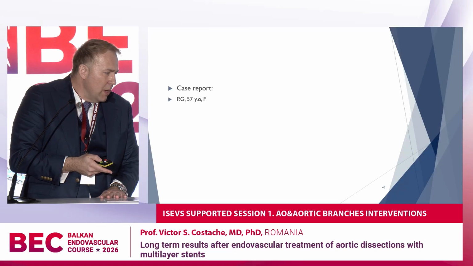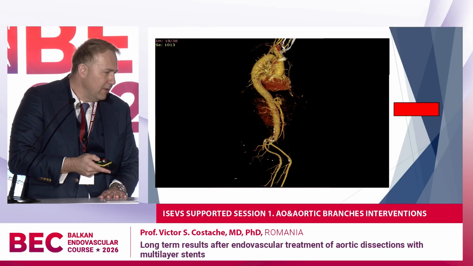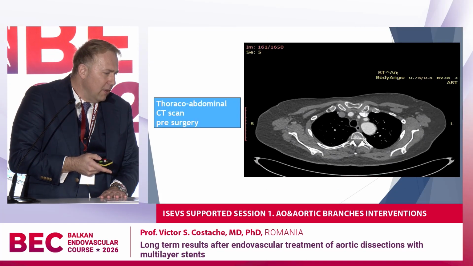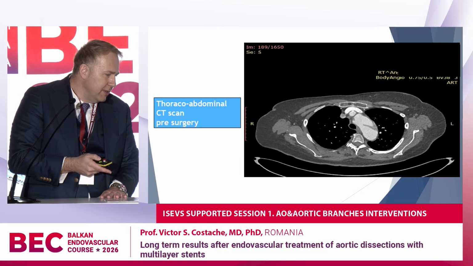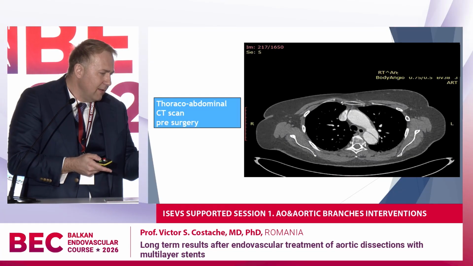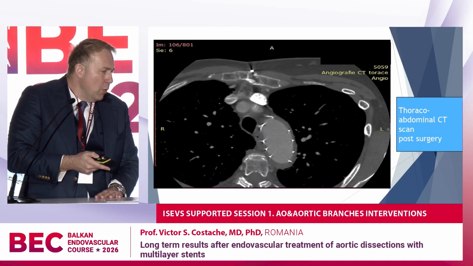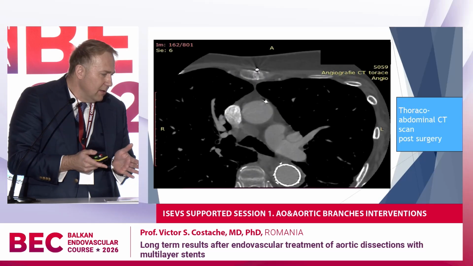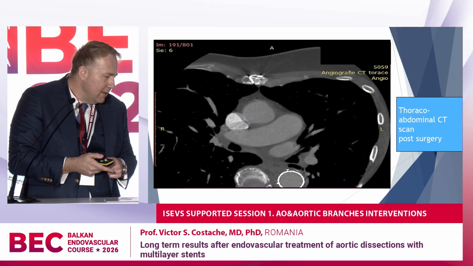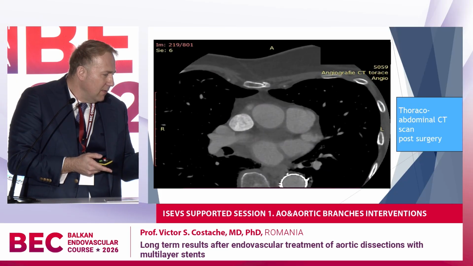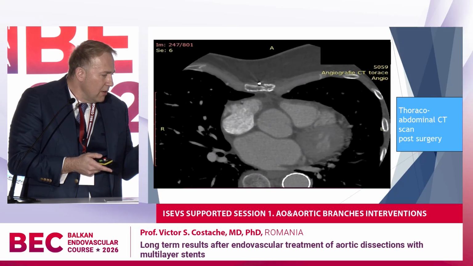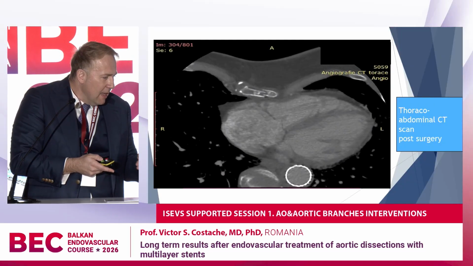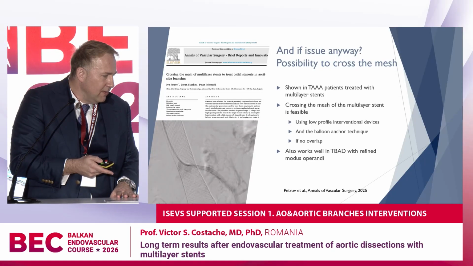So this is one of our cases where we have combined, you see it's a typical non-A, non-B dissection with a big entry tear at the level of the arch. You can see it here, huge entry tear, so very dangerous form of dissection, and it's dissected till the iliacs. So in this case, we have done frozen elephant trunk. As it happens, sometimes the frozen elephant trunk didn't open, and we put a multi-layer inside on an emergency basis, and you can see excellent remodeling, frozen elephant trunk combined with multi-layer stent going up to the thoracoabdominal aorta, excellent remodeling. I think it's a solution for this disease.